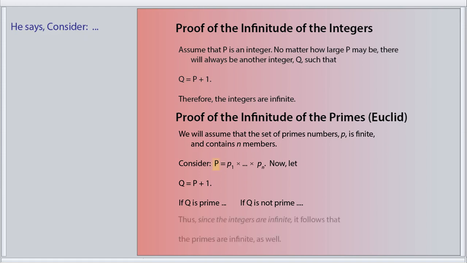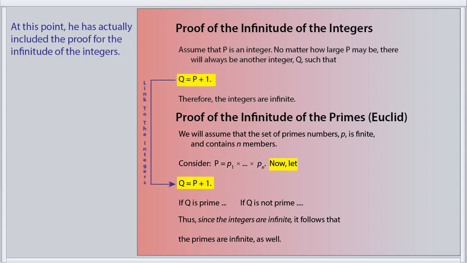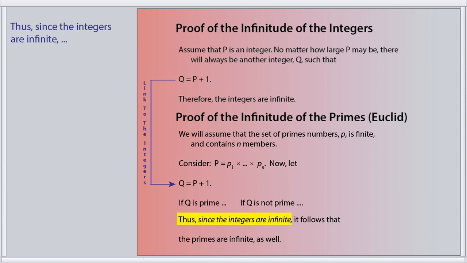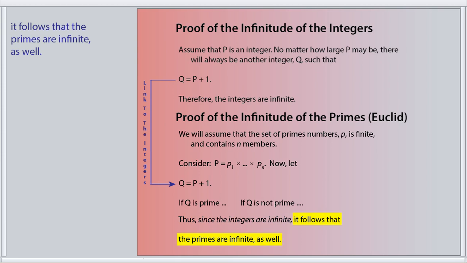He says, consider capital P equals small p sub 1 times up through times small p sub n. Now let Q equal capital P plus 1. At this point he has actually included the proof for the infinitude of the integers. He's saying, just as we can always add one more integer to the number line, we can add one more to P, however large P may be. He then goes on to show that Q is either prime or is divided by a prime that is not a factor of P. Thus, since the integers are infinite, it follows that the primes are infinite as well.